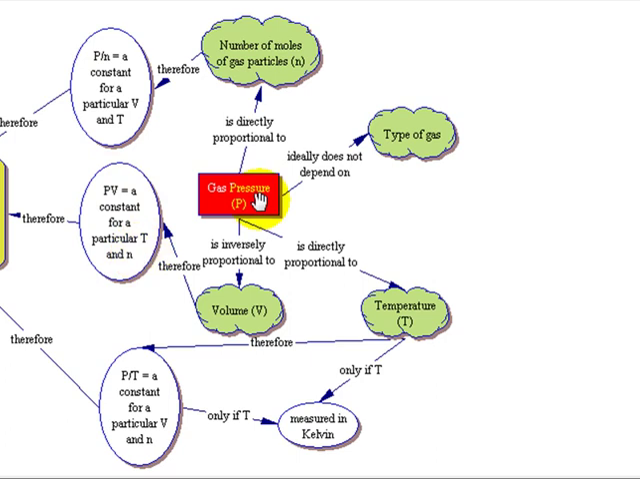A consequence of pressure being directly proportional to temperature for a gas, as long as temperature is measured in Kelvin, is that pressure divided by temperature gives you a constant for a particular volume and number of particles of gas. A consequence of all these combined is that PV over NT gives you a constant, and as long as we've used SI units, that constant is 8.3.